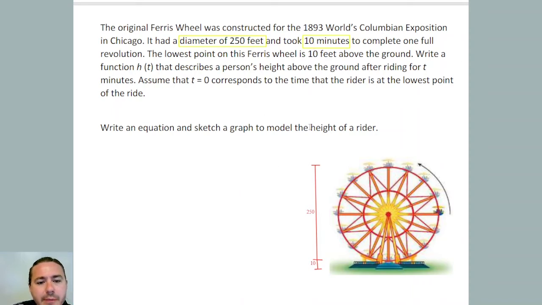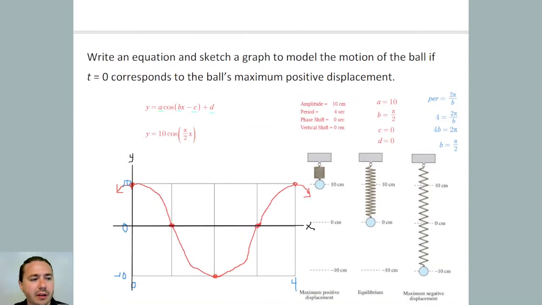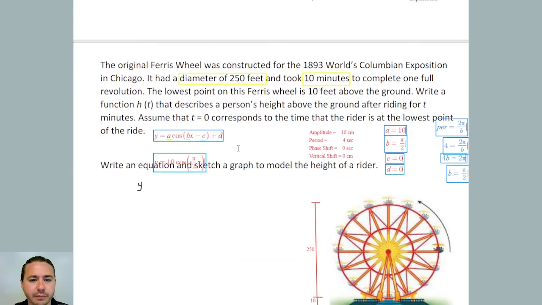Write a function that describes the person's height above the ground. So we've got all the information we need to actually compute all this. So I don't have to retype every little thing, I'm going to copy and paste some of this stuff, all the analysis here, because all that's going to be roughly the same.